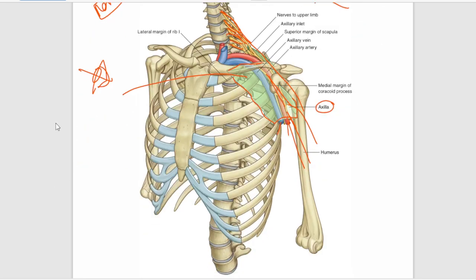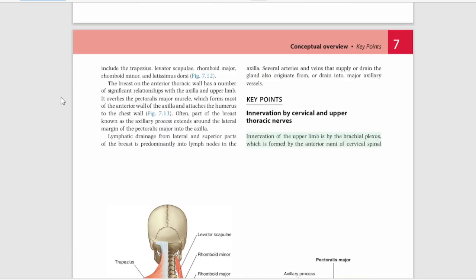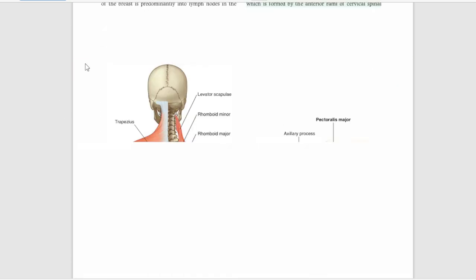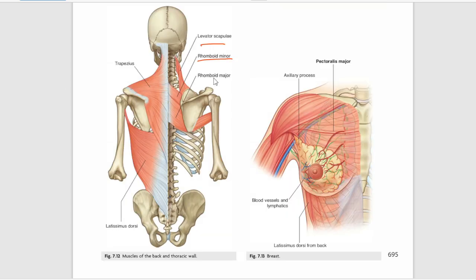Now, this is the humerus bone. I told you that the scapula is present behind, and this scapula has two processes: one is the acromion process, and one is the coracoid process. This is the coracoid process. Now we will go to the app, just completing these key points. I have the trapezius muscle, levator scapulae, rhomboid minor, rhomboid major, latissimus dorsi, and the pectoralis major muscle. Now just move ahead.